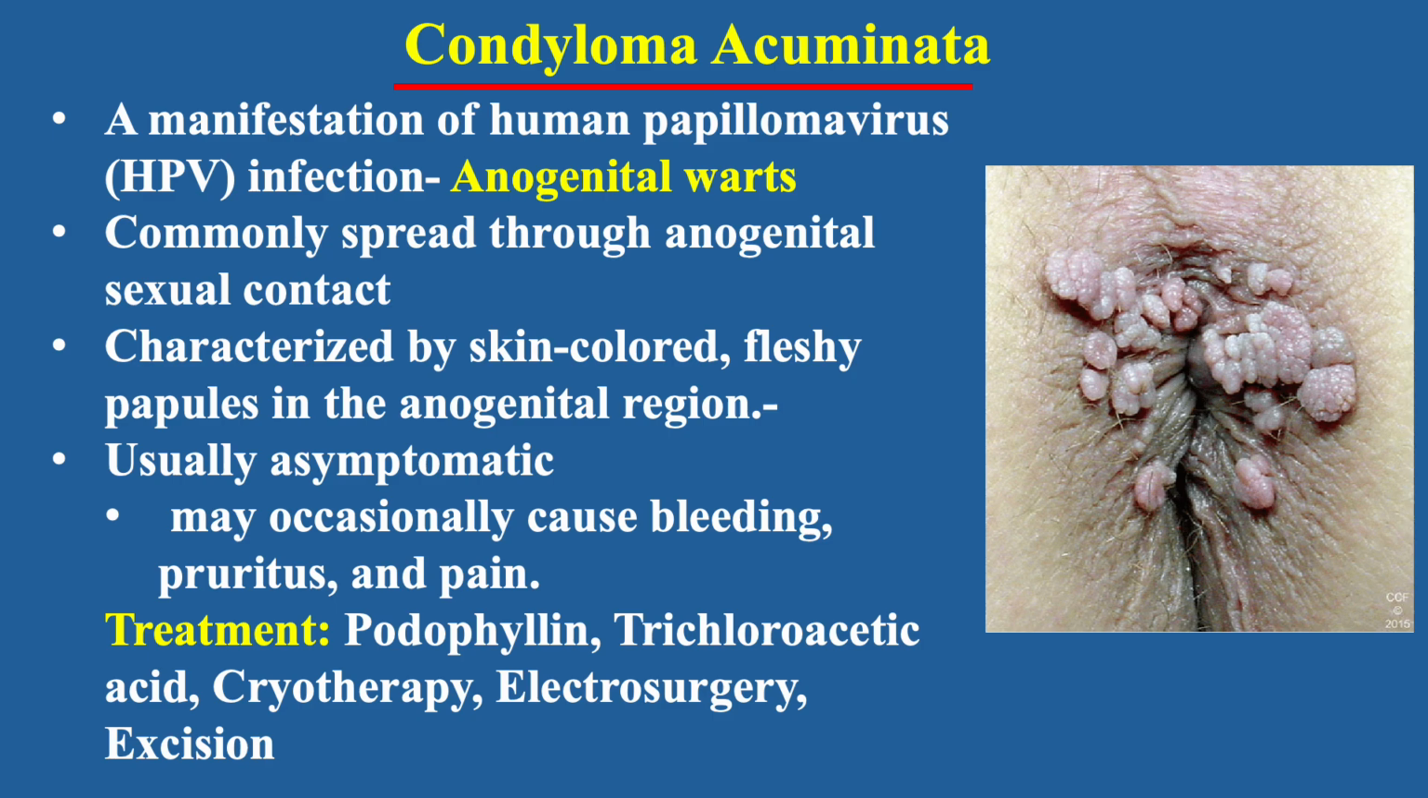Condyloma acuminata refers to anogenital warts caused by human papillomavirus, HPV, commonly spread by sexual contact. Condyloma acuminata are usually asymptomatic, although they may occasionally cause bleeding, pruritus, and pain. Available treatment options are many and include topical therapies like podophyllin and trichloroacetic acid, cryotherapy, and surgical excision.